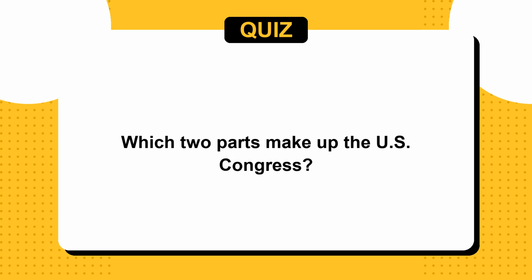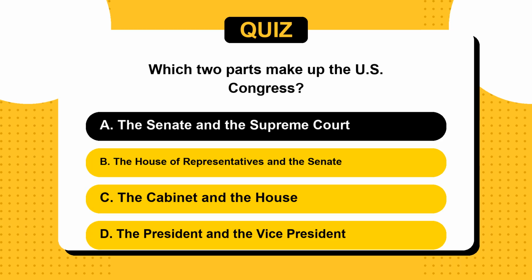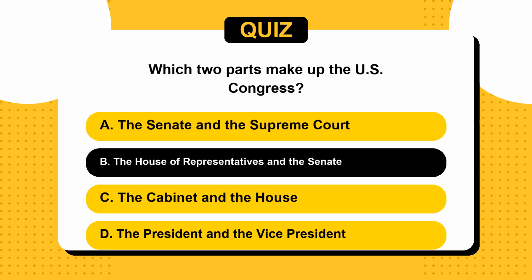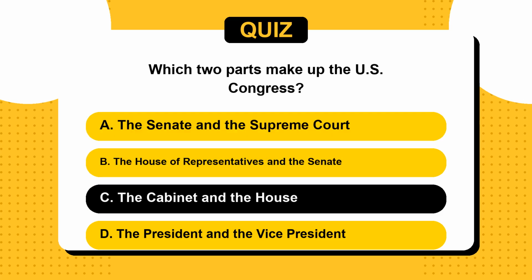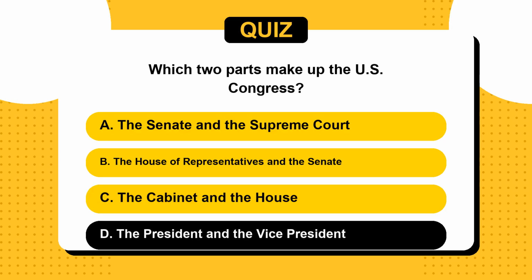Next question. Which two parts make up the U.S. Congress? Is it A, the Senate and the Supreme Court? Or B, the House of Representatives and the Senate? C, the Cabinet and the House? Or D, the President and the Vice President?